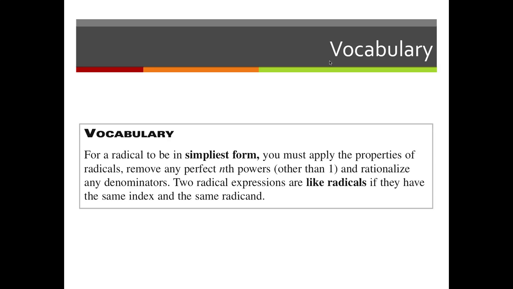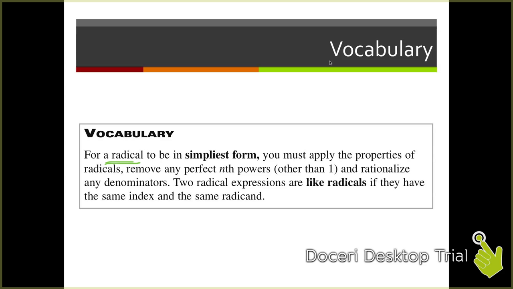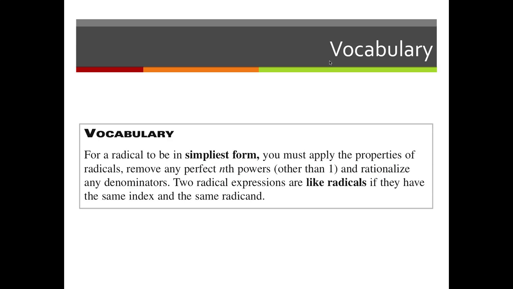Okay, so our key here is to understand that when we're talking about radicals, the simplest form is going to be if we've applied all the properties that are possible, we have removed any perfect nth powers, and we have rationalized any denominators. Okay, that's what we're trying to shoot for when we're dealing with radicals.